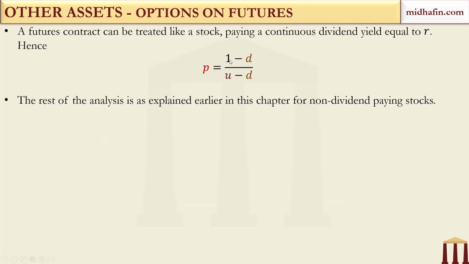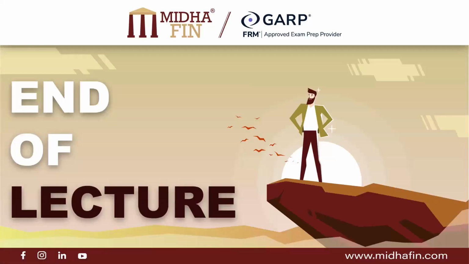Why 1? Because futures are derivatives. And we know that for derivatives, we assume risk neutral valuation. Risk neutral valuation means the return on the asset is the risk-free rate. So your dividend yield in this case is r. So e raised to the power of (r minus q), where q was the dividend yield. Now here the dividend yield is equal to r itself. So it becomes e raised to the power of r minus r. That is e raised to the power of 0. And any number raised to the power of 0 is 1. And that's why for futures, we have the probability formula as 1 minus d divided by u minus d. That's the only catch here. And with this, we end this chapter.